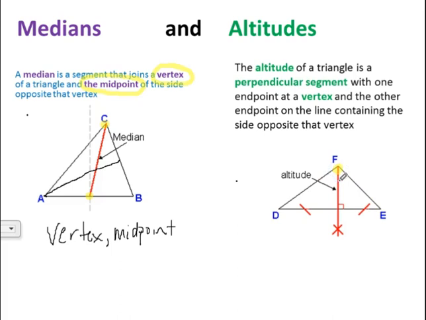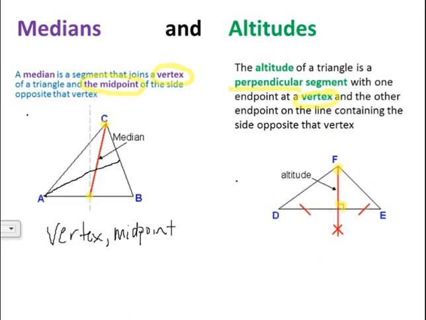So for an altitude, it's going to start at the vertex, and then it's going to intersect the opposite side of the triangle at a perpendicular angle. So it's going to have a perpendicular angle when it intersects that opposite side. So that's how they're similar, the altitude and the median. They start at vertexes, but what makes them different is how they intersect the side opposite to that vertex.